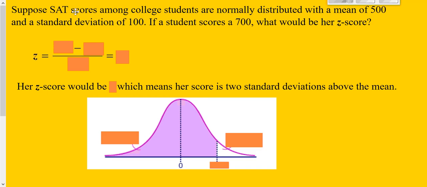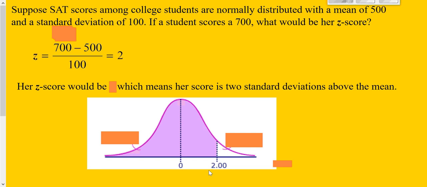So suppose we have an ACT score. It's normally distributed. That's your bell-shaped curve. It's got a mean of 500 and a standard deviation of 100. And the student gets a 700. What is their z-score? So we take our data value of 700 minus our mean of 500 over our standard deviation. We subtract the top, we get 200 divided by 100, and we get 2. That's a positive 2. So when you're looking at your bell-shaped curve, here is positive 2.